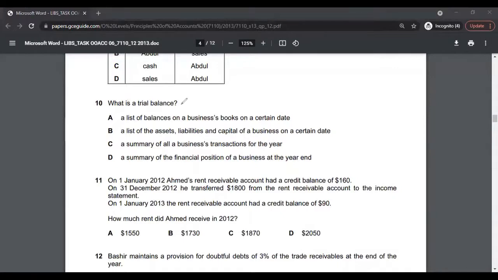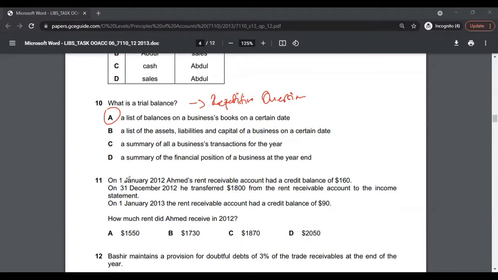Multiple choice 10. What is a trial balance? It is a list of balances on the business's books on a certain date. That's it. It's given right up. The answer to multiple choice 10 is option A. It's a repetitive question. If you're following my series, you would have seen this question appearing again and again.